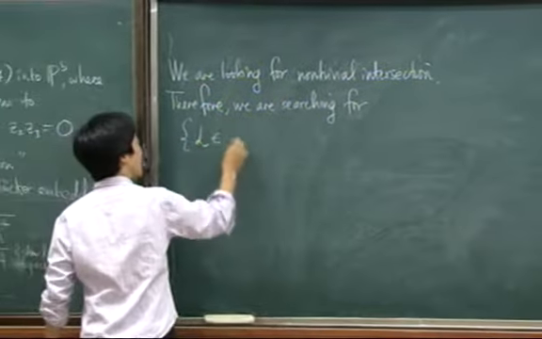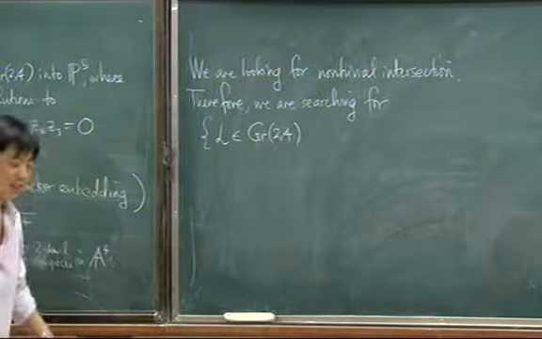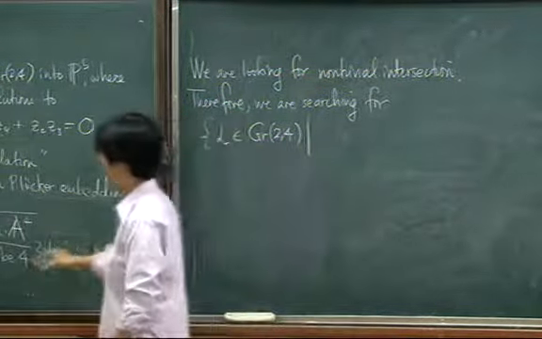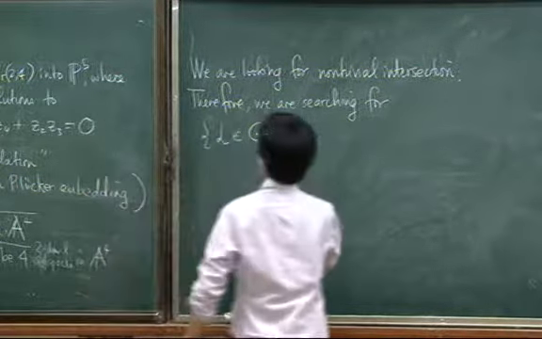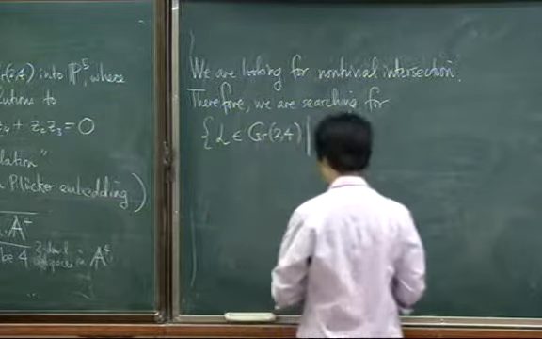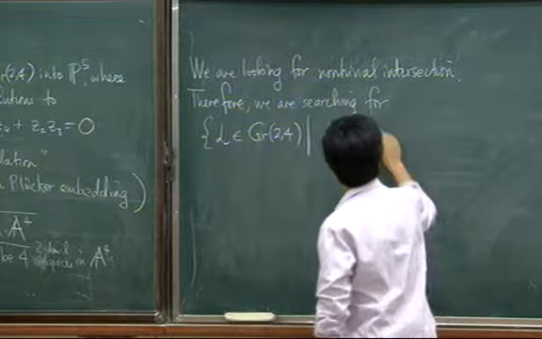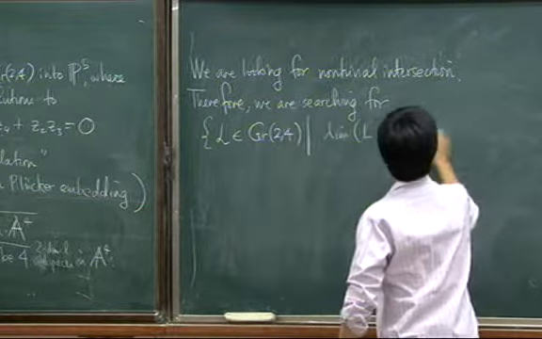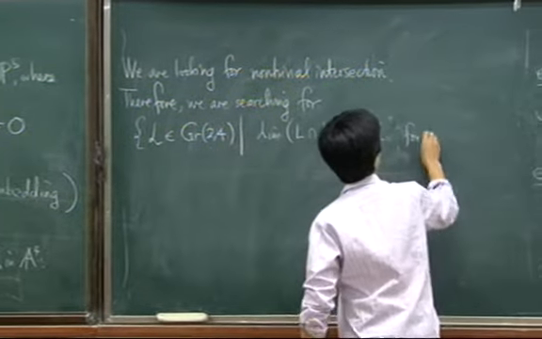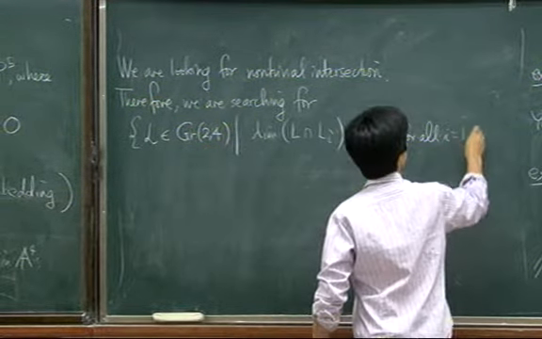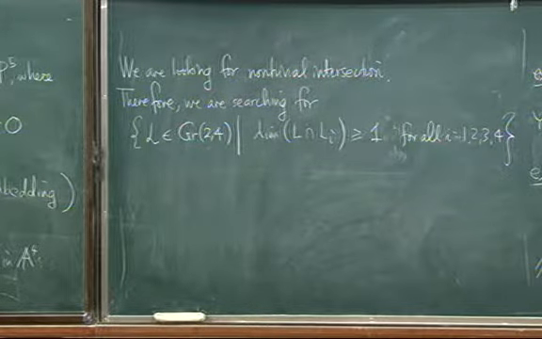We're looking for the planes in the Grassmannian which have the property that, okay, I have these four given lines or planes. So I'm looking for the lines or planes in the Grassmannian such that each one of them intersects the given one, for all i, 1, 2, 3, 4. Yeah, that's what we're looking for, pardon me.